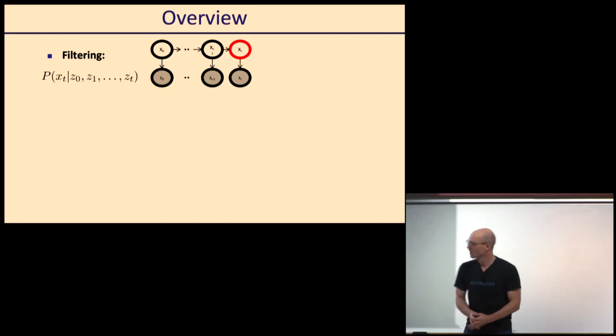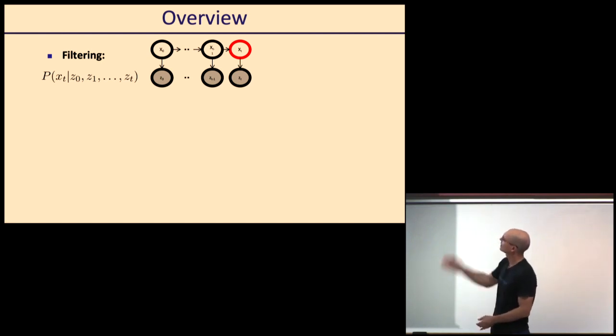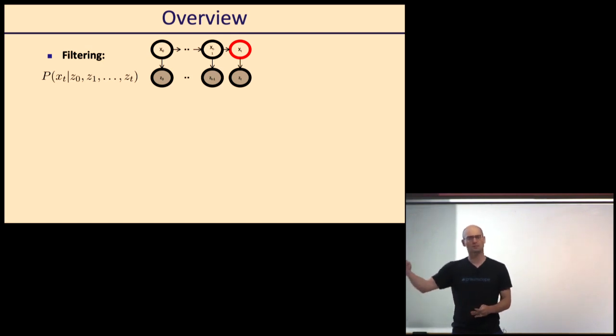Let's go back to filtering, which we've been doing. In filtering, you try to find a distribution over variable xt after you have observed some sensory measurements z0 through zt. And ideally, over time, you keep track of this. When you go to the next time, you again find a distribution for xt plus 1, given all observations up to time t plus 1, and repeat.